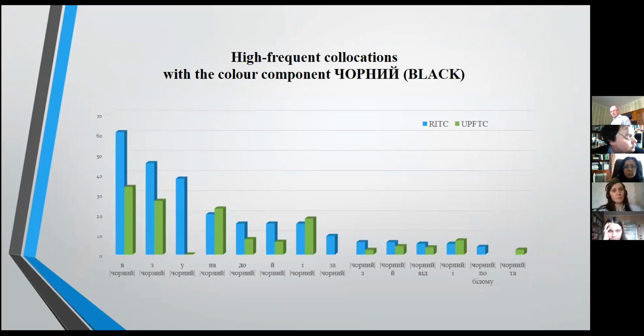Next, obtained data are presented in the figure. Comparative study of word combination with color component Чорний in Roman Ivanychuk text corpus and Ukrainian prose fiction text corpus demonstrates that high frequency word combination are в чорний, у чорний, на чорний, и чорний. In Roman Ivanychuk text corpus, the frequency of collocation в чорний, у чорний, до чорний, й чорний is much higher than in Ukrainian fiction. For example, чорний й. Moreover, the collocation за чорний and the idiom чорний по білому are high frequent in Roman Ivanychuk's text.